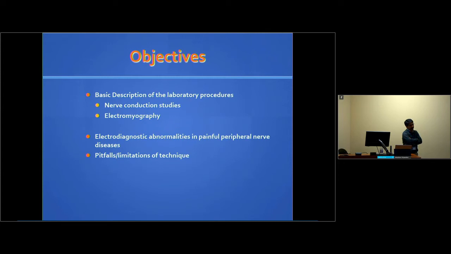What I wanted to talk about is really just a basic description of an EMG. EMG generally means that we do nerve conduction studies and then the needle examination. So I'll go briefly into details of those, and then the abnormalities that we typically see in peripheral neuropathic pain. EMG has more indications than just looking at neuropathic pain, but we'll focus a little bit more on that.